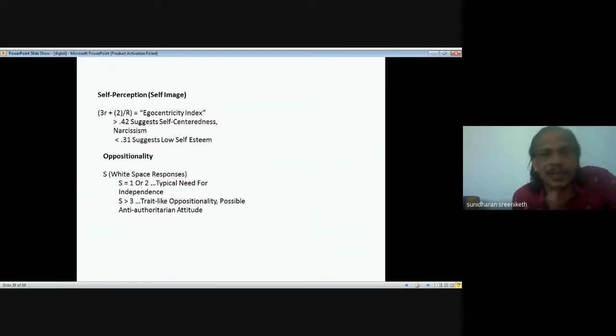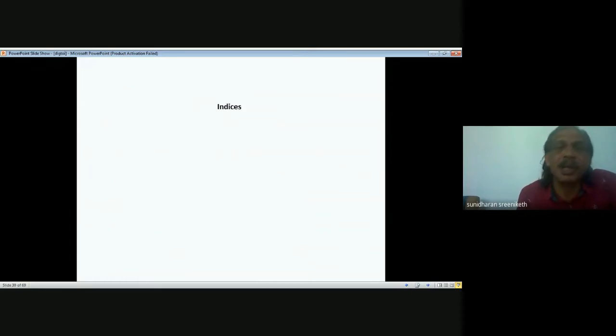There are some responses in which white space is included. So encoding that type of response is accompanied by a small letter S. There may be WS, that means in all responses the white space is also included, that we have already discussed.